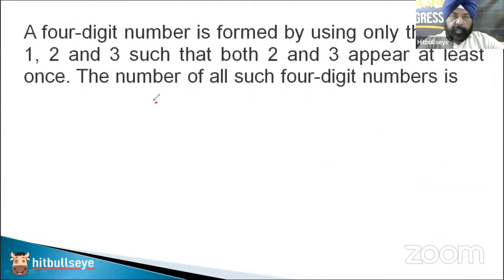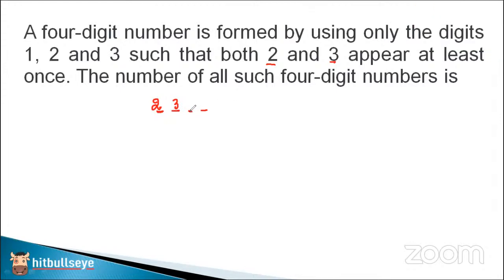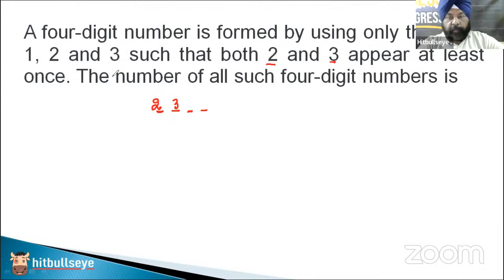So now the question says a 4-digit number is such that it is found by using only digits 1, 2, and 3. The number is 4 digit, and you have to use only 1, 2 and 3, such that both 2 and 3 appear at least once. So I make them appear at least once first, taking 2 and 3 at least once. Is this clear till now? Yes, sir. And in the remaining 2 places, I can take any of the digits 1, 2, 3 any number of times, 2 times or 1 time, or even 0 times.